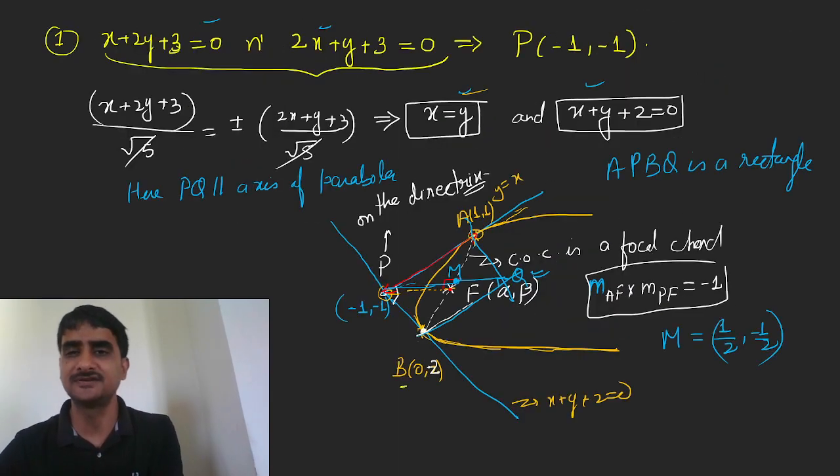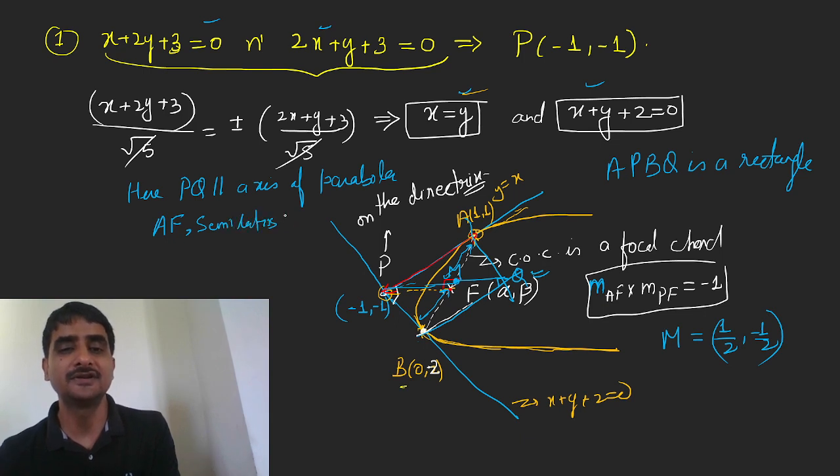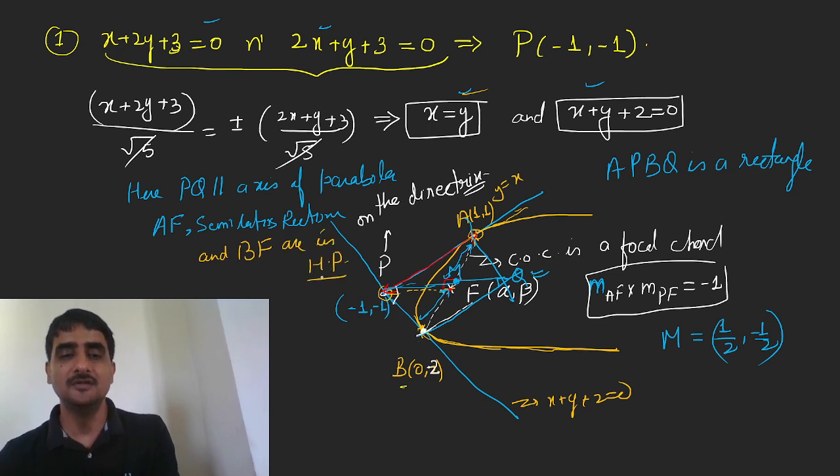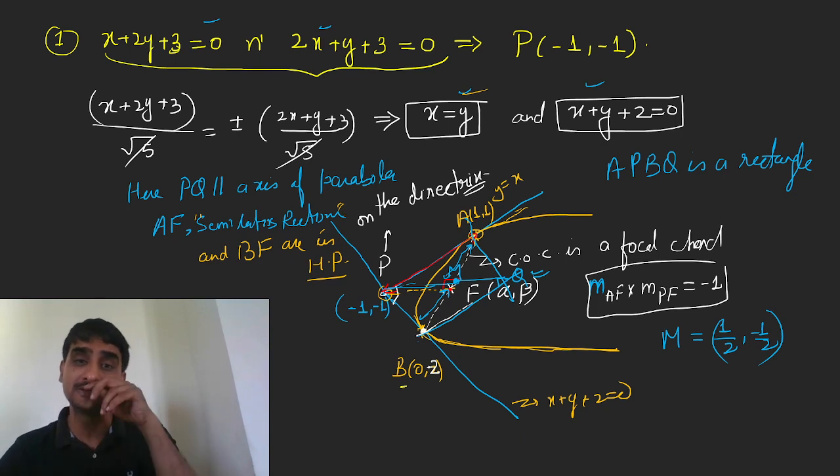How will you find the latus rectum length? For that, again, you can use this property that the segments of the focal chord, I'm writing it here, AF and BF are in harmonic progression. You have the length of AF, you have the length of BF, and the semi-latus rectum, that is half the length of the latus rectum, is the harmonic mean of AF and BF. You can find the semi-latus rectum, hence the length of the latus rectum.